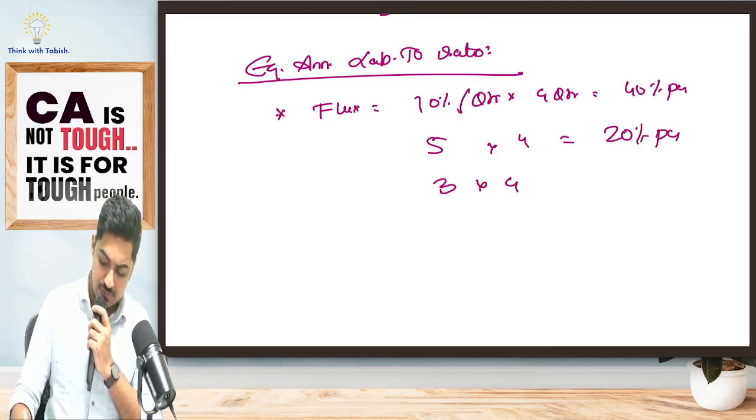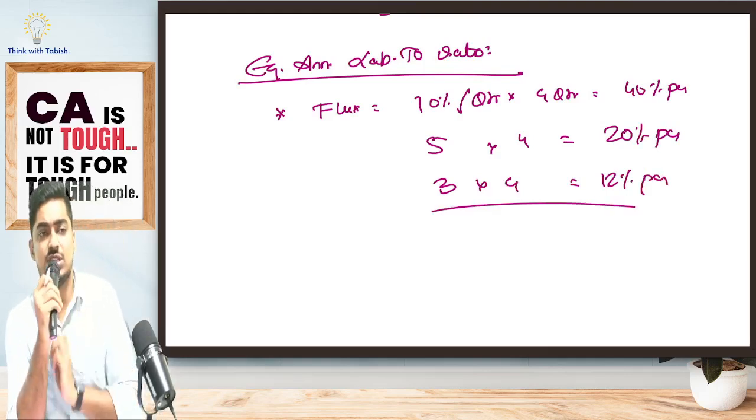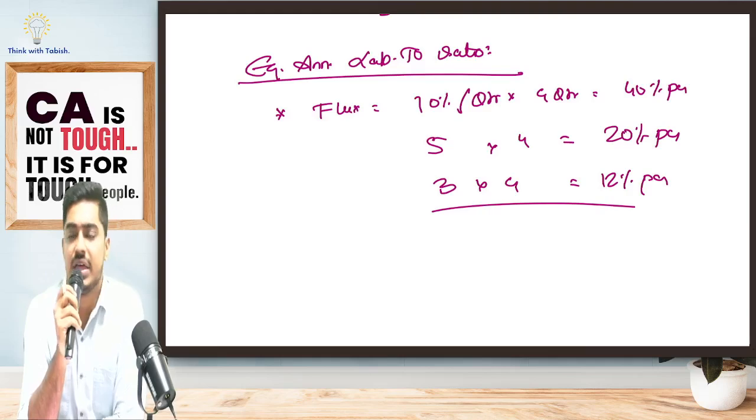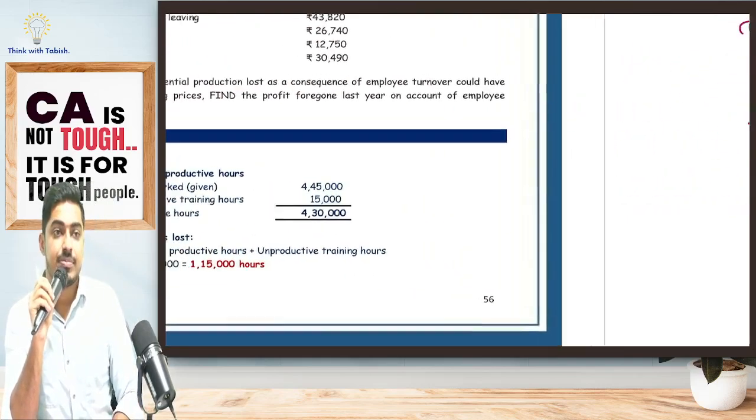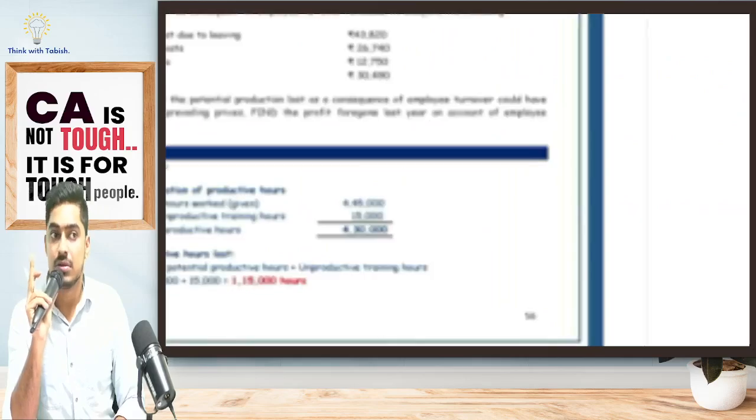40% per annum. 3 4s are 12% per annum. Yes or no, everyone? Question is over. Simple. Any doubts in this? Any mistakes in this? No, right? Okay.